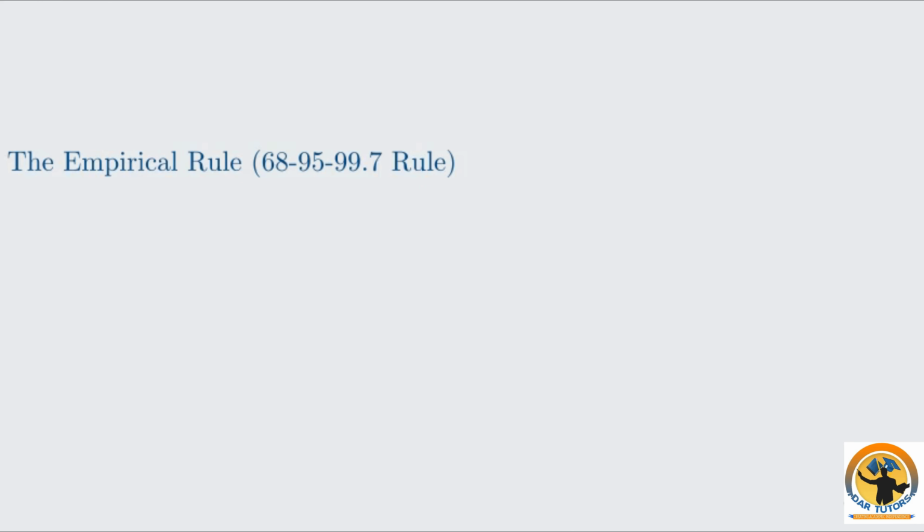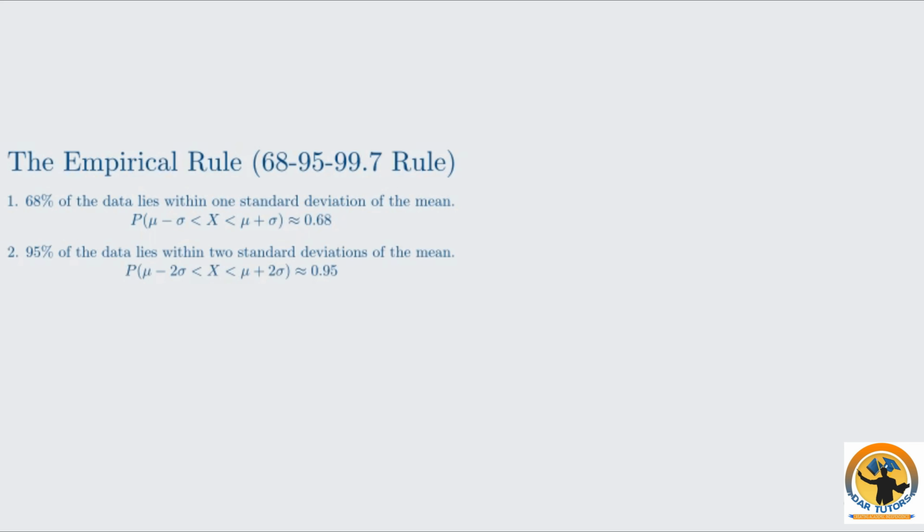Let's break it down. First, approximately 68% of the data lies within one standard deviation of the mean. This means the probability that a randomly chosen value x falls between m minus s and m plus s is about 0.68. Second, about 95% of the data lies within two standard deviations of the mean. The probability that x falls between m minus 2s and m plus 2s is about 0.95.